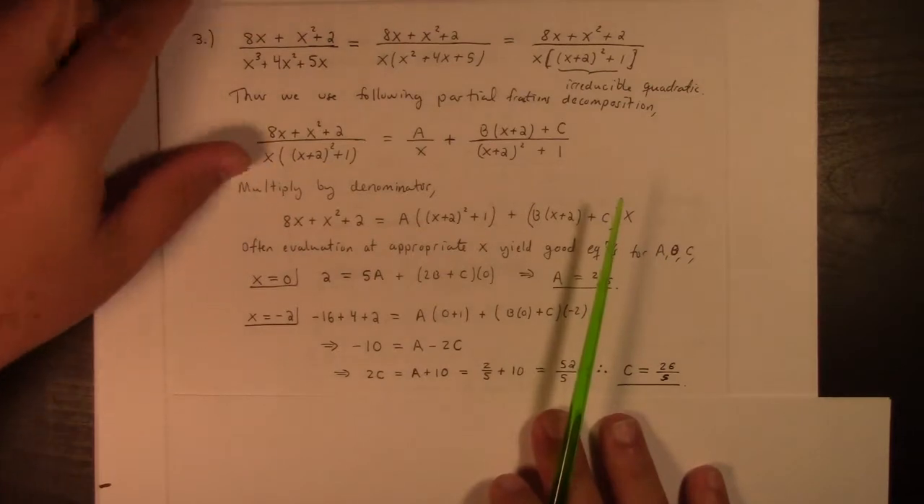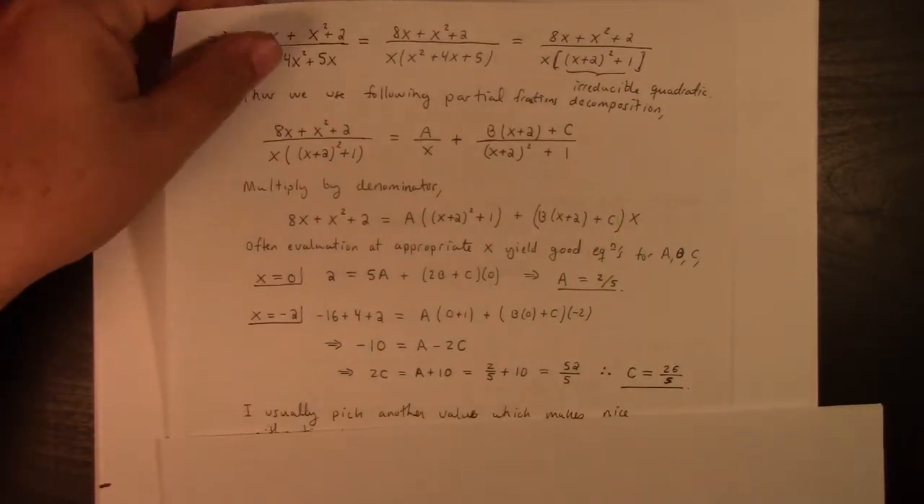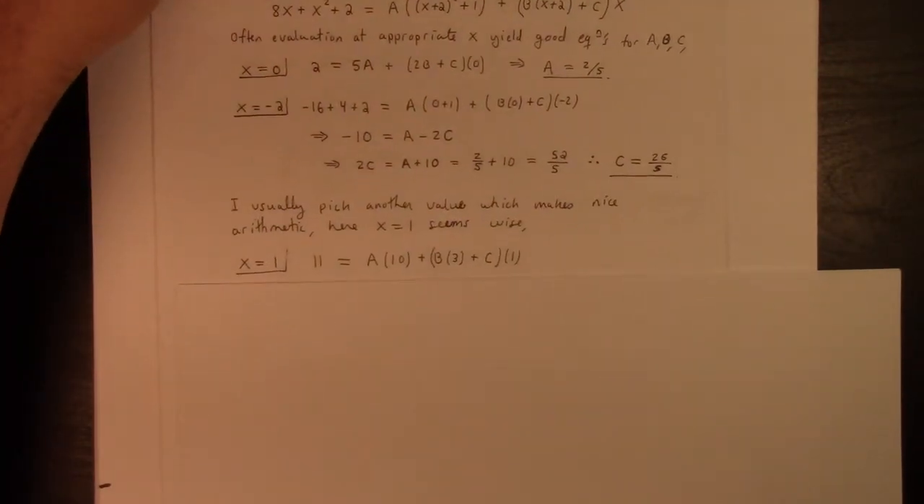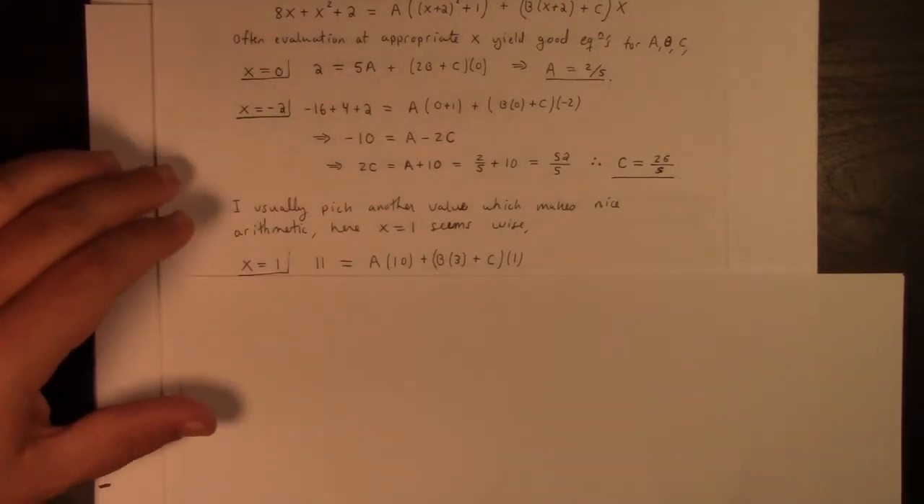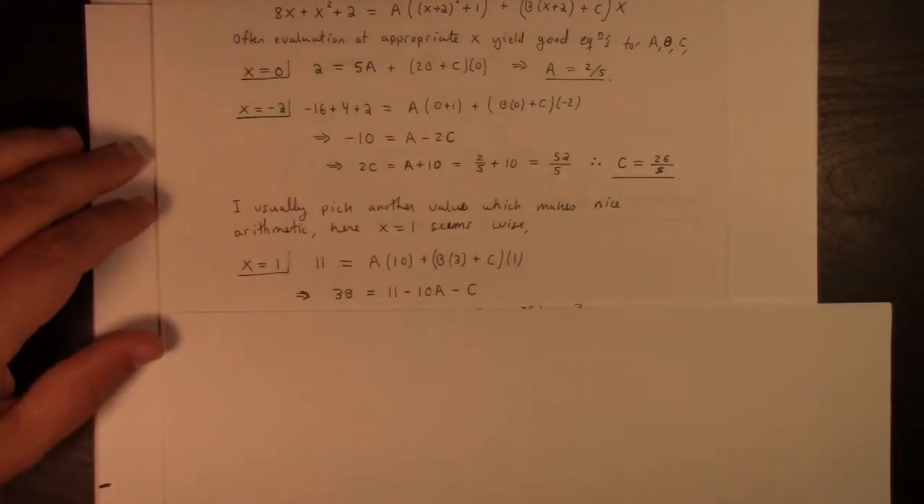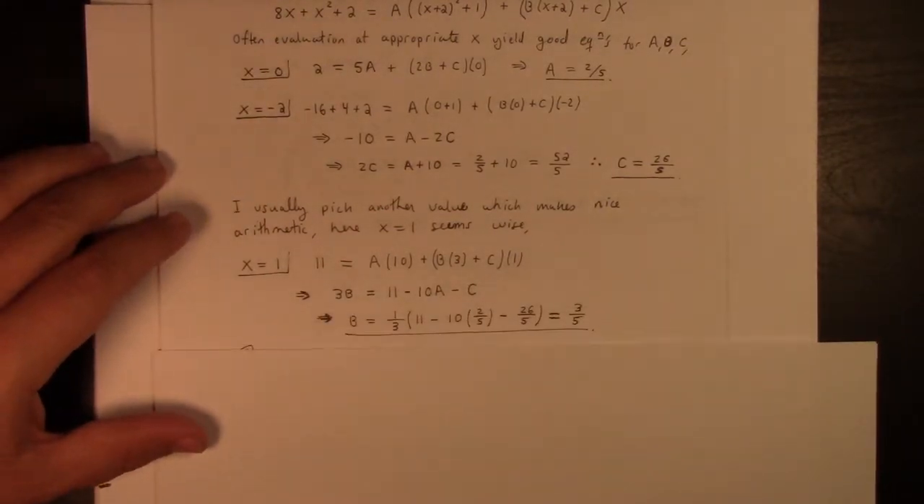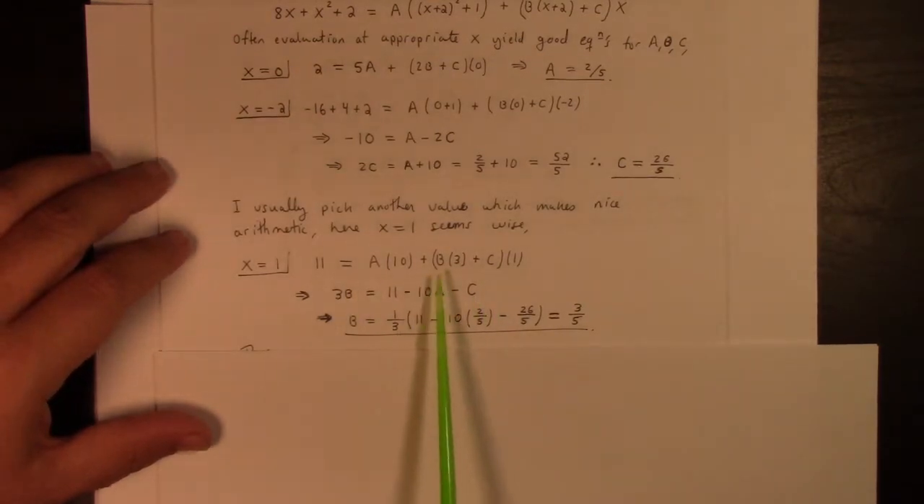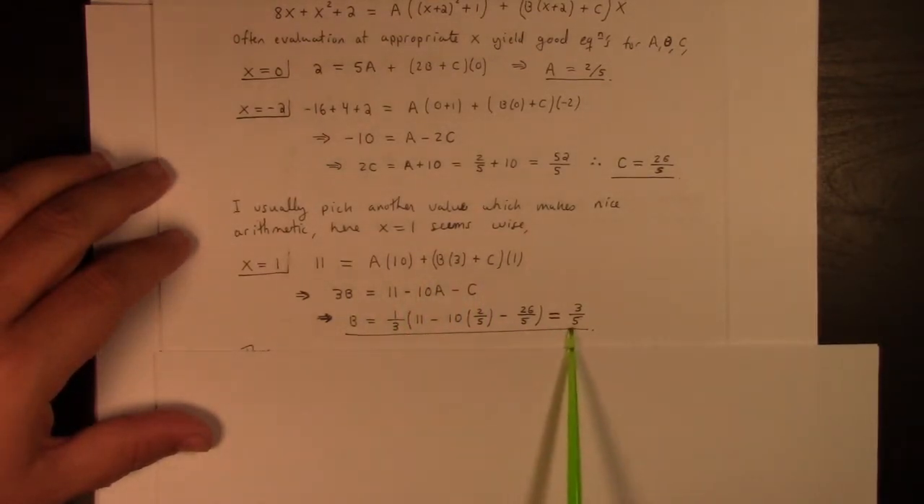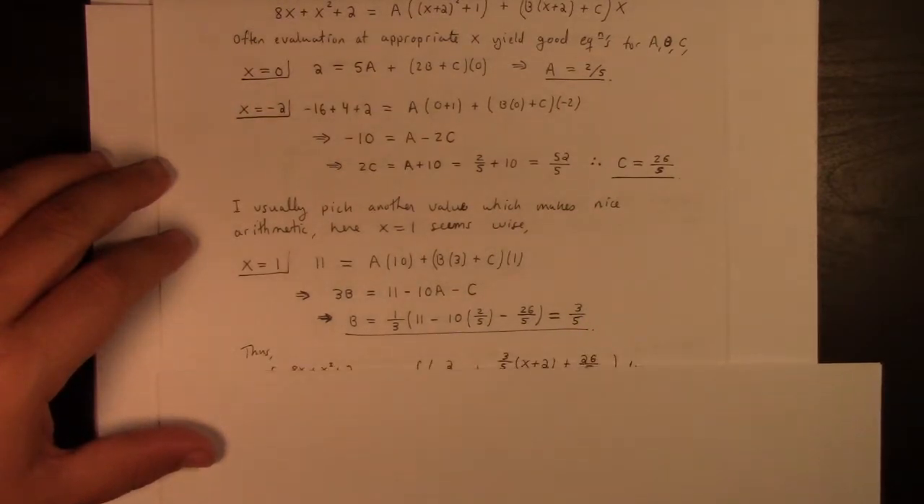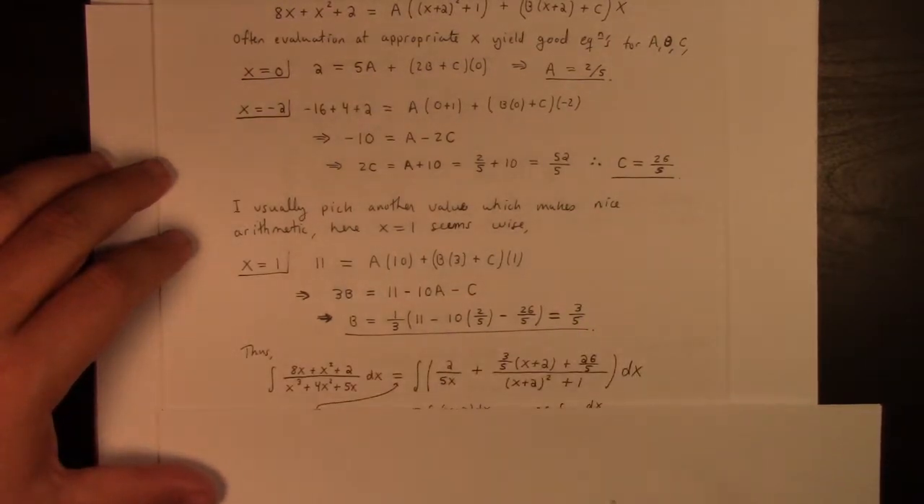And then finally, I need something else, right? Because there's 3. I need to figure out the third one, I think. So I usually pick another value which is giving nice arithmetic. X equals 1 often works. And so I plugged in 1, solved for b, plugged in the numbers, carefully plugged in the numbers, and I get 3/5. Alright, so there you have it.